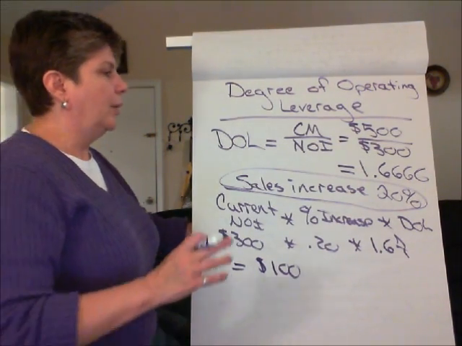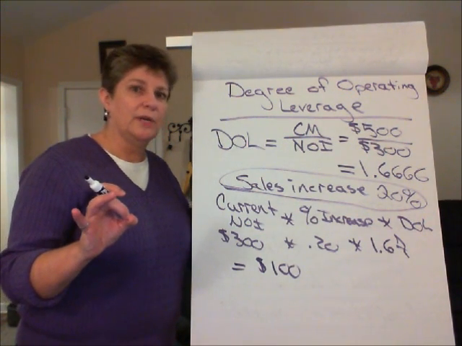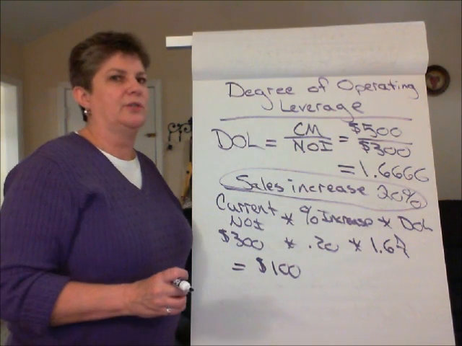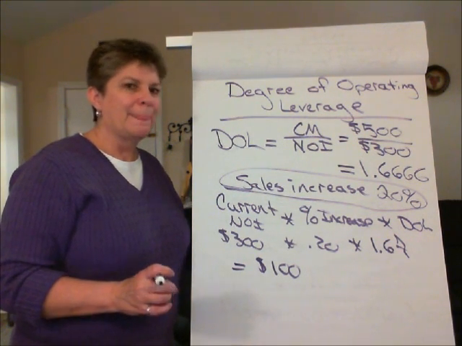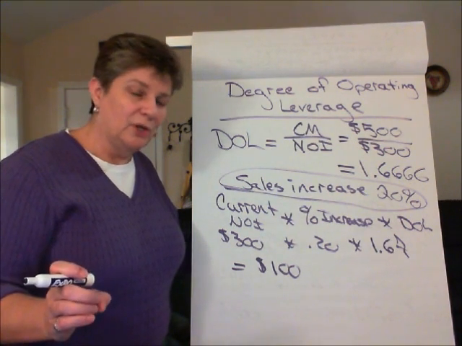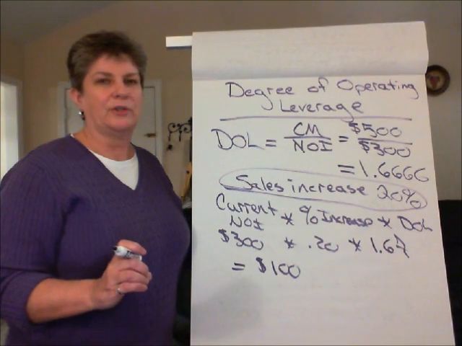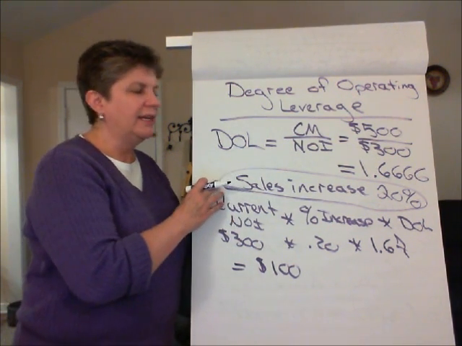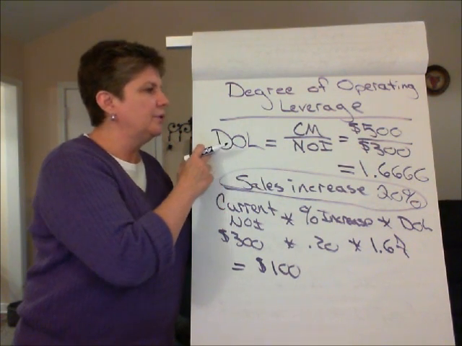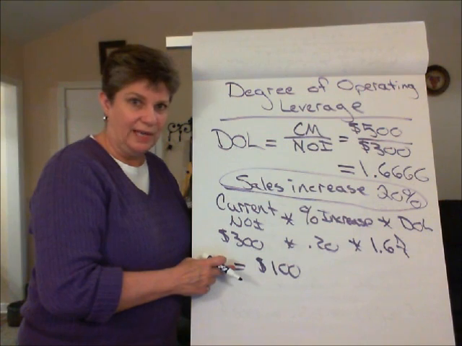$100. So if we're given a per unit, number of units increase, we use contribution margin per unit to estimate the impact on net income. If we're given an increase in sales dollars, we use contribution margin ratio to estimate the impact on net income. If we're given an increase of sales as a percentage, then we use the degree of operating leverage to estimate that impact on net income.